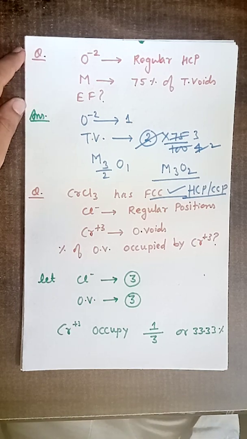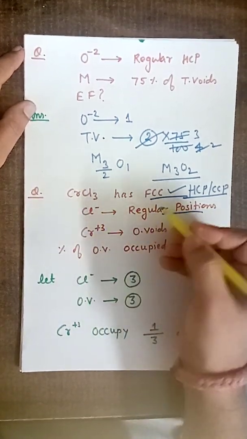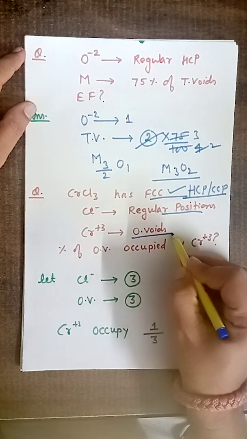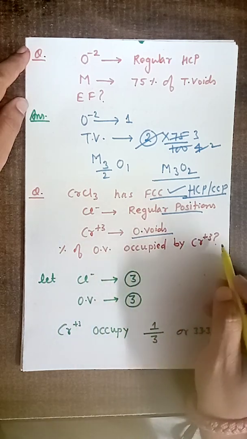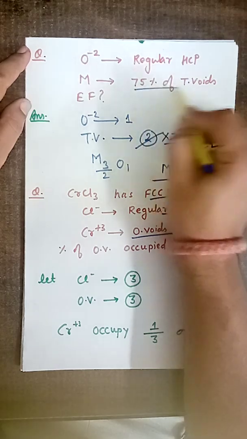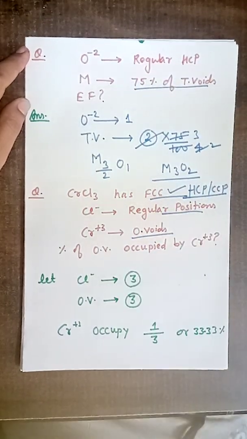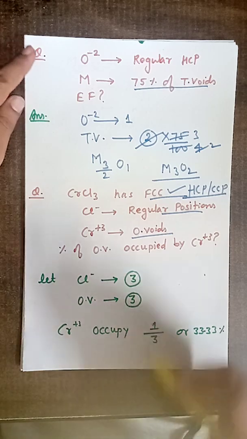So the empirical formula is given. It is chromium chloride. Chloride occupies the regular position. Once again the anion occupies the regular position. Chromium is inside the octahedral void. In the octahedral void, you need to find out the percentage of octahedral void occupied by chromium. Earlier we were given how much percentage of metal was occupied, but this time you need to find out what percent of octahedral void is occupied by chromium.